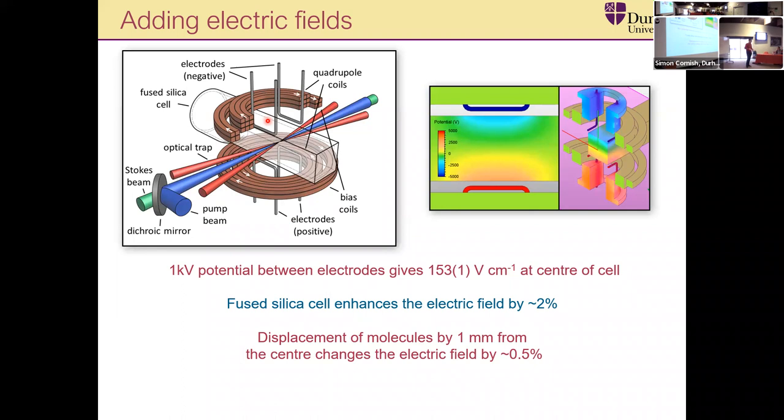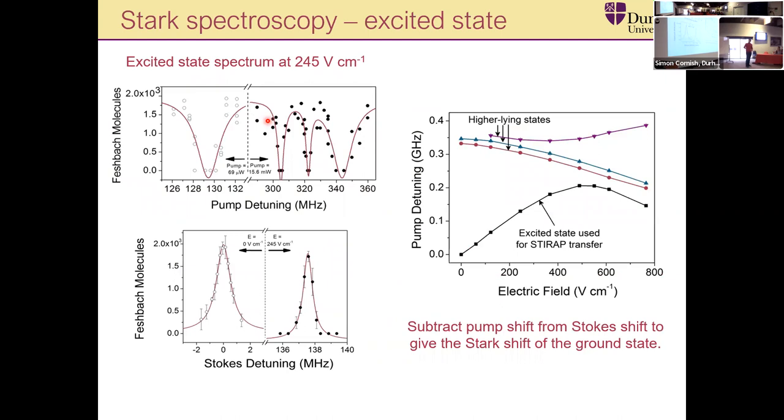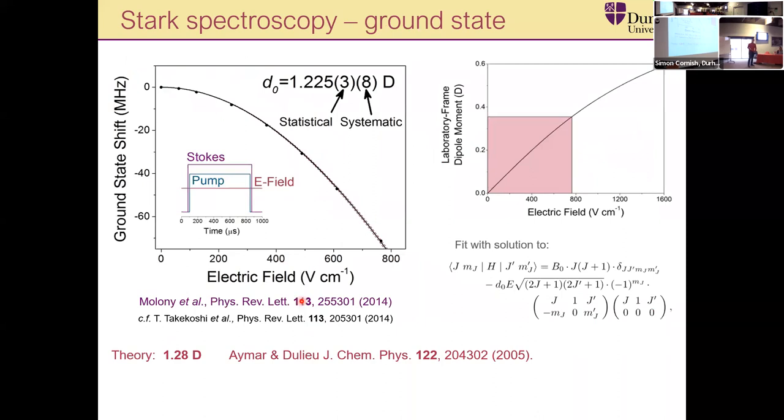Then everything starts working. But luckily, the kind of electric field you need for orientation is fairly small because it's a big heavy molecule with a very small rotation constant, very easy to orient this molecule with an electric field. And then we do the spectroscopy in the presence of the electric field. So maybe just look at this one. This is the state that we're using for the STIRAP transfer. And it's well separated from what I think are other hyperfine components in the excited state, but these all shift with the electric field. And we can measure how the Stokes detuning shifts as well with the electric field. And by that, we can then map out the shift of the ground state.